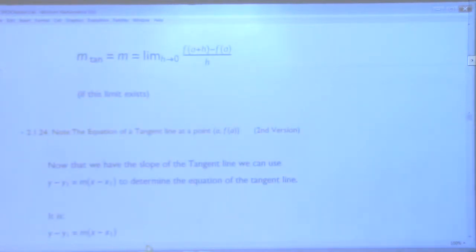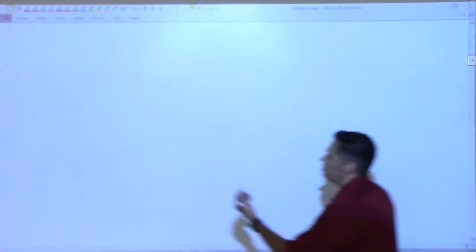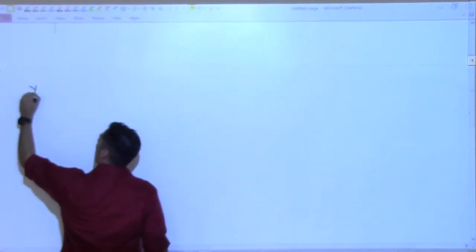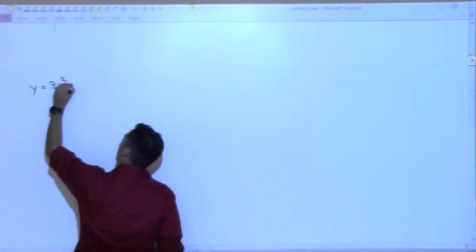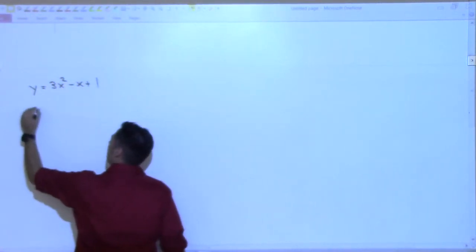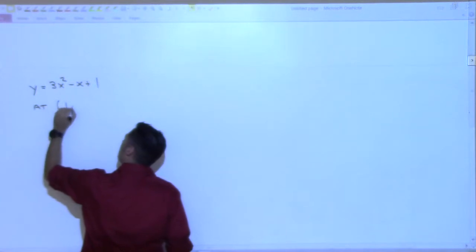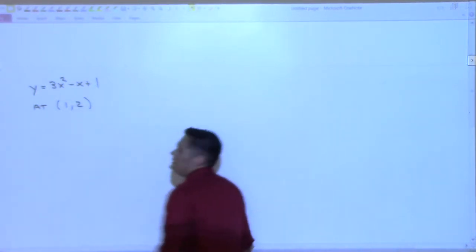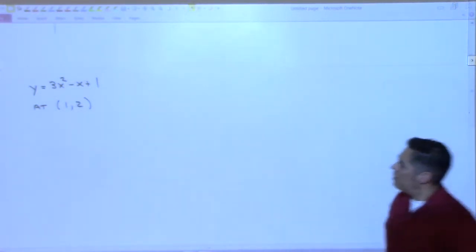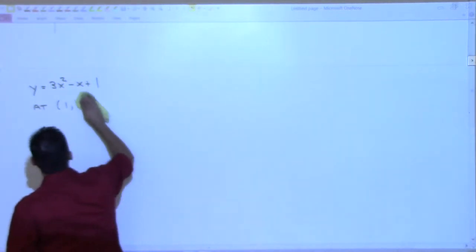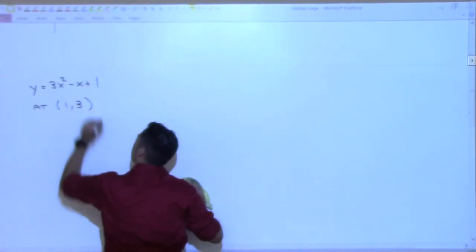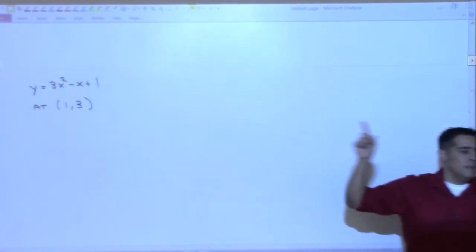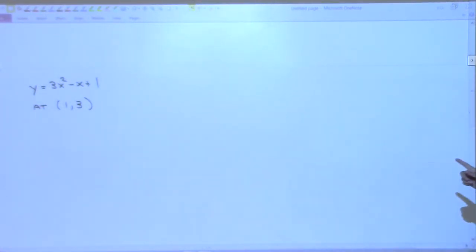So let's do the same problem we just did. Using the second definition, or second version, we're looking at y equals 3x squared minus x plus 1, if I'm not mistaken, that was it. And we are looking at the point 1, 2. Right? That was it? 1, 3? Yeah, because I can't do simple math. It's okay. 1, 3. Okay, find the equation of the tangent line for this curve at the point 1, 3 using the second version.